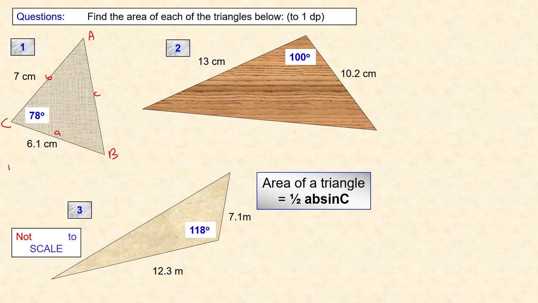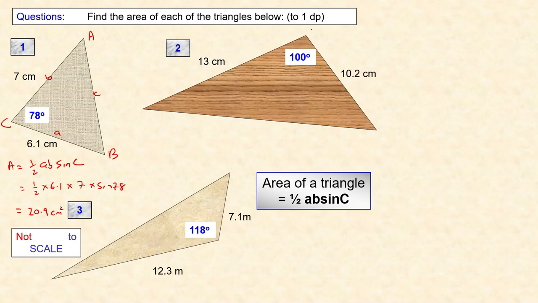Right, now the formula. Area is equal to a half AB sine C, the angle in between, equals a half times 6.1, which is A, times 7, which is B, times sine of 78. Plug it into your calculator and you should get 20.9 centimeters squared.